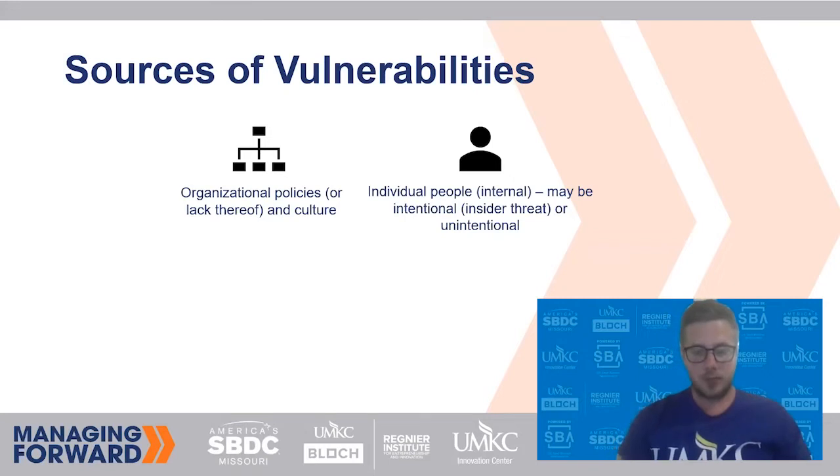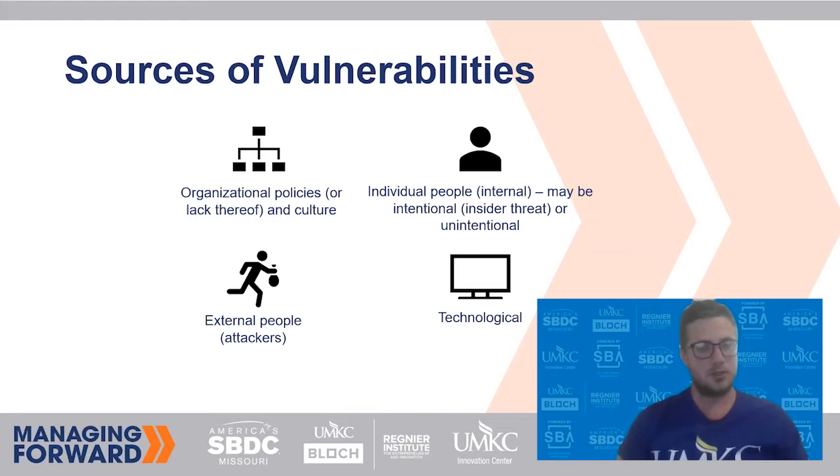Vulnerabilities can also come from individual people. Those might be internal people, and if intentional, they are known as an insider threat, or they may be unintentional. They may be your employees who accidentally click on a malicious link. They weren't trying to get your company hacked, but they did. That can be an example as well. External people are the attackers, the hackers that people typically think about most often.